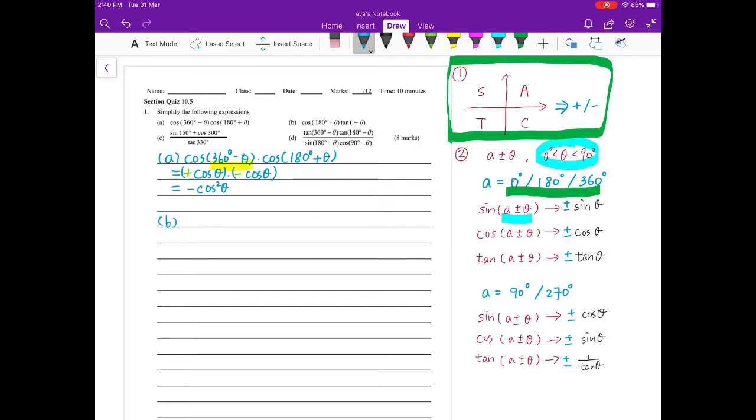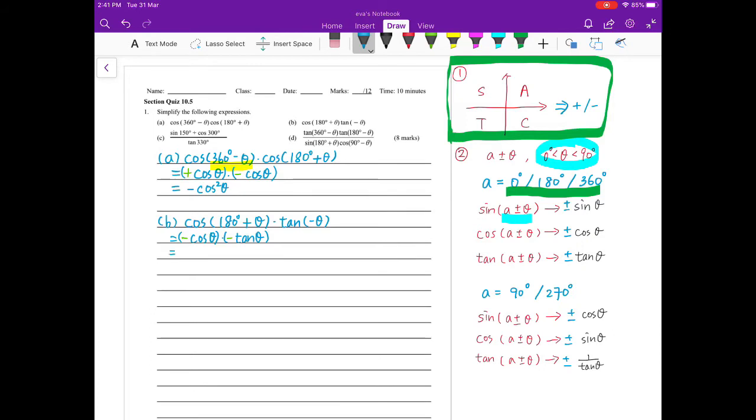Okay, question B. Cosine (180 degree plus theta), and then times tangent (negative theta). Okay, first one, cosine and 180 degree, also the first case, no change, so cosine theta. And then tangent, if there's no degree at the beginning, that means there's 0, so also no change, tangent theta. Then we have to see if they are positive or negative. First one, this is also the third quadrant, so negative. And then 0 minus theta, so this is quadrant 4, so it's also negative. Remember, bracket and bracket. This is very important, otherwise you will get it wrong, because if you don't have the bracket, it's minus, not multiplication.